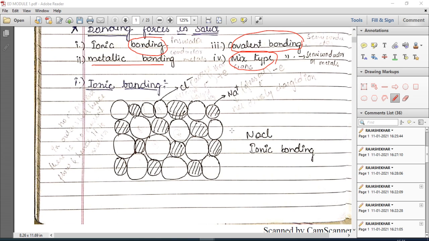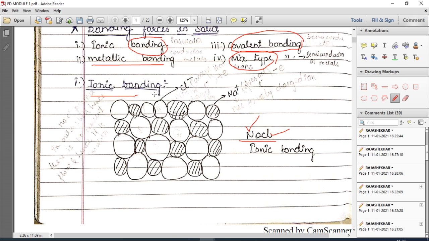Now we will move on to the first bonding, that is ionic bonding. So what is this ionic bonding? Here in ionic bonding, I have taken one example called sodium chloride. Sodium chloride has 2 types of atoms: one is sodium and the second is chlorine. The combination of these we call sodium chloride, and this sodium chloride uses ionic bonding.